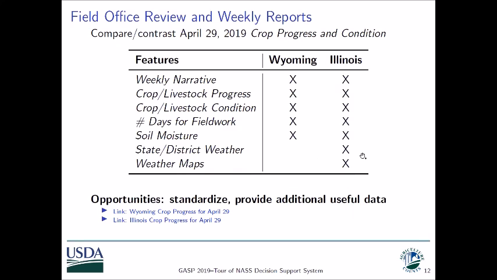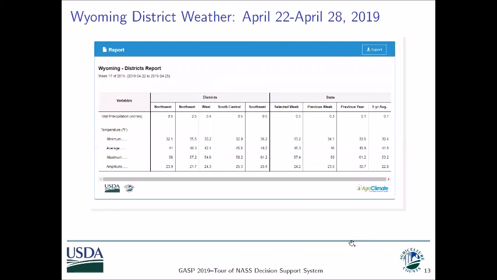I saw that what was available in Illinois was state and district weather and weather maps. The concerns aren't always the same in each state, but we do have crop growers in Wyoming. So there might be opportunities through this tool to standardize or provide additional useful data if it is of interest to our field offices and their data users. For example, I've just exported with a click of a button the Wyoming district level precipitation and temperature data. So again, that could be woven into that report.